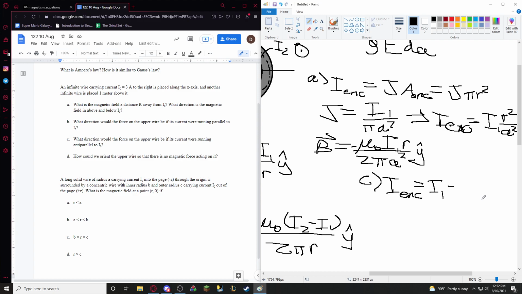Is this the case that we need to use a cylindrical shell for the area this time? Yes. Okay, then. So I enclosed minus the I enclosed of 2. So that would still be minus J times the enclosed area of 2. Minus J, yep. And so what would that enclosed area be?